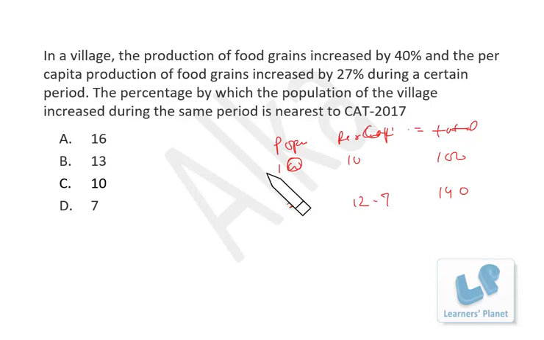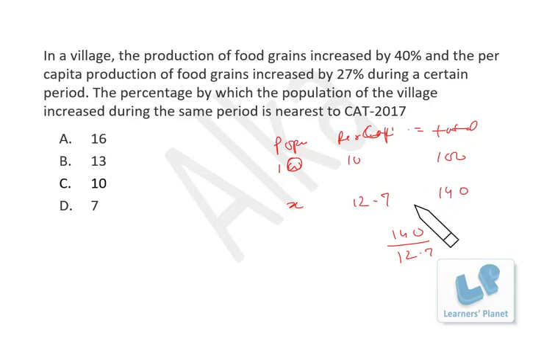So we have to find out this data. So this into this is actually this. So x is equal to 140 by 12.7. So approximately, 10 times of 12.7 is 127. So it is a bit more than that. So it should be a bit more than 10%.